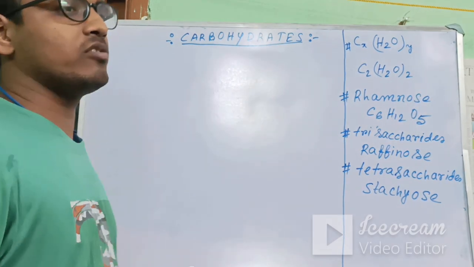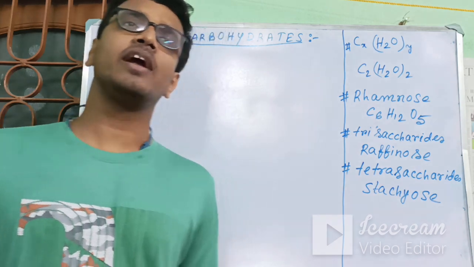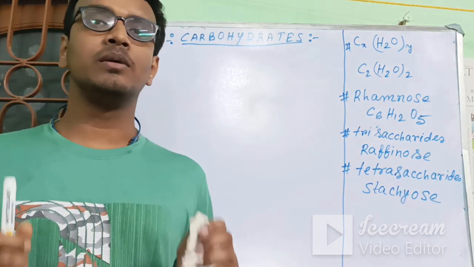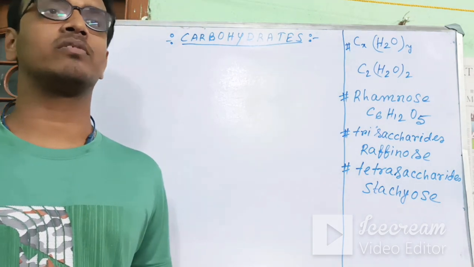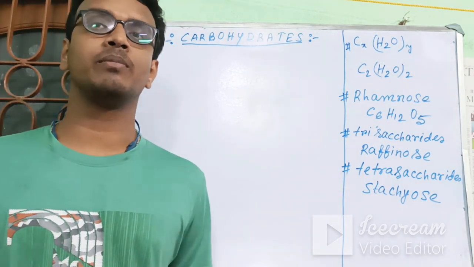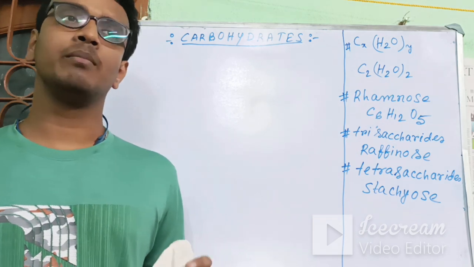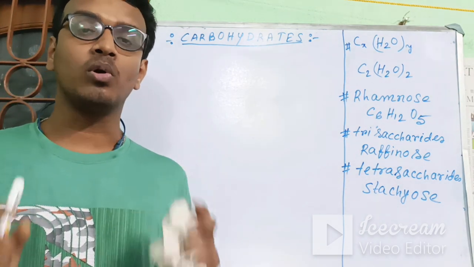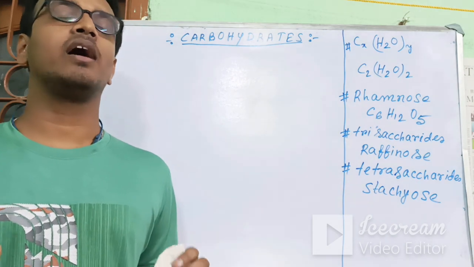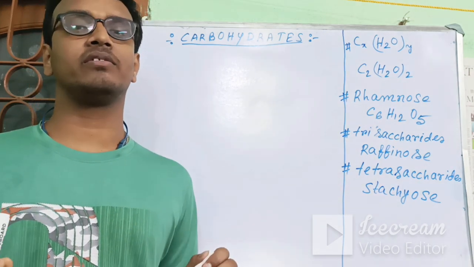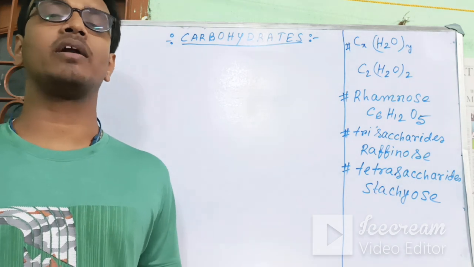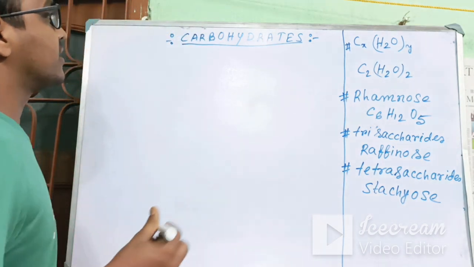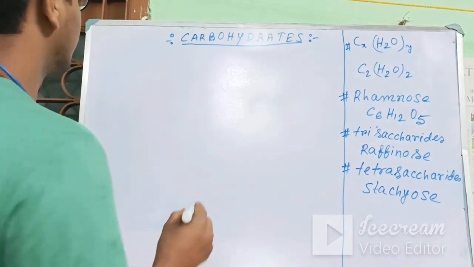Actually, our body or any living being consists of different types of biomolecules like carbohydrate, protein, fat, amino acid, and many more. But among these, protein and carbohydrate are the most important constituents of our diet. Now let us define this carbohydrate.